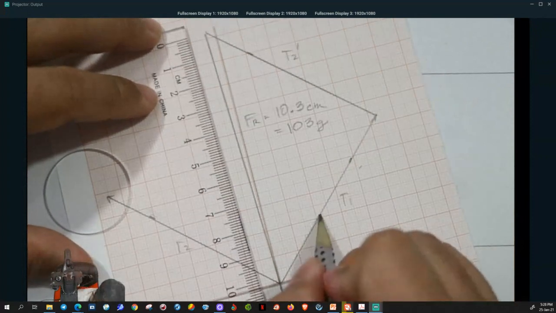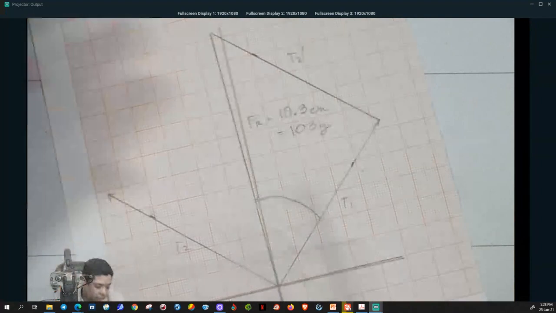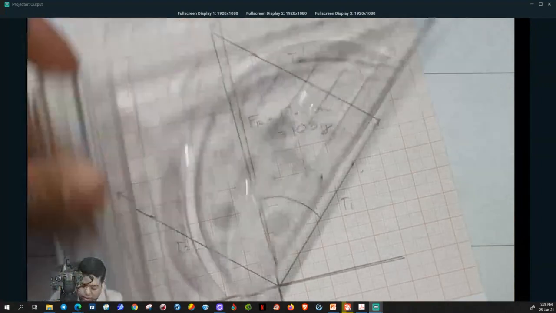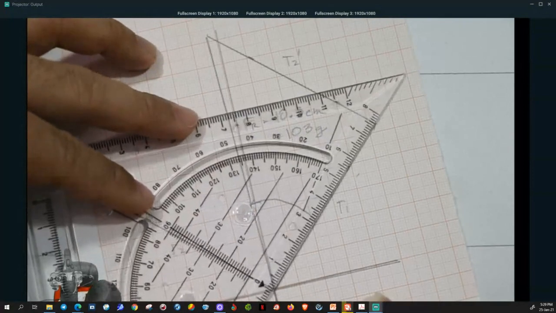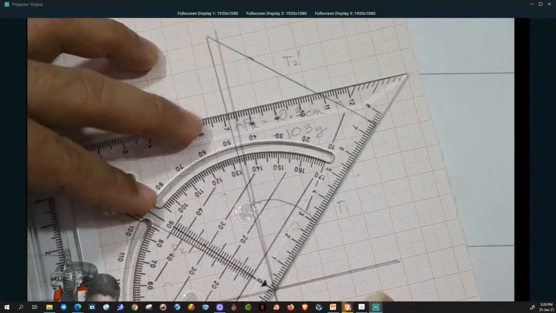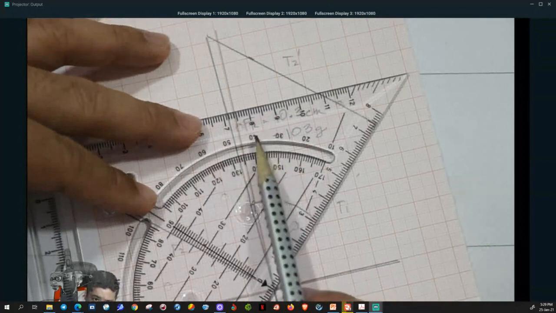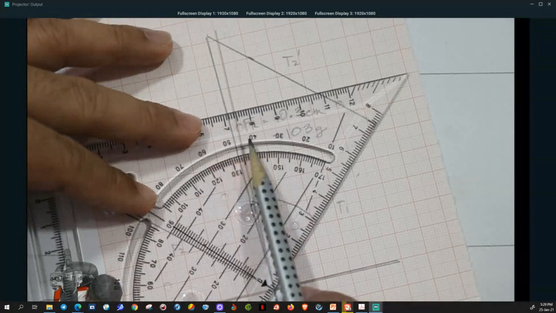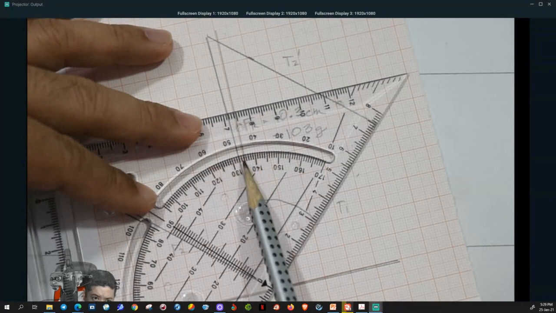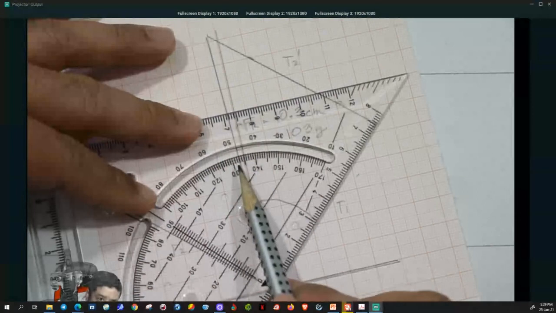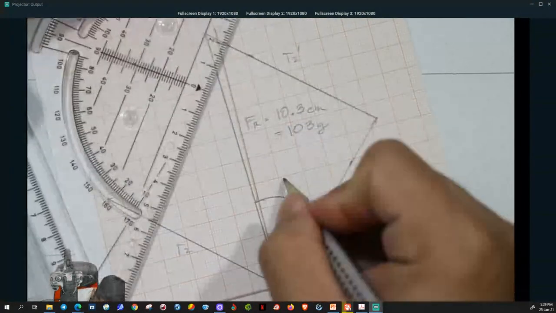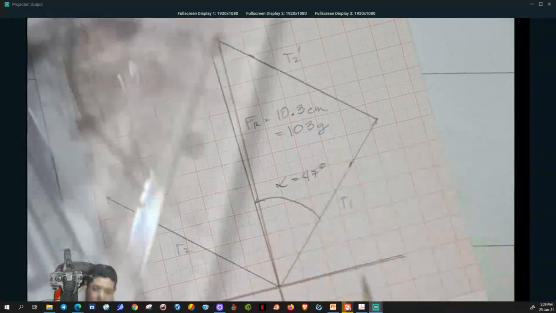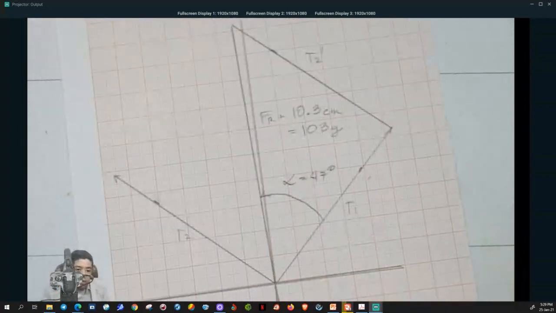And finally, measure the alpha here using a degree scale. Okay. My degree scale is a little bit complicated because it's used in drafting. But don't worry, we can read the angle easily. And the angle is there. This is 40, this is 50. So how much is this? 45, 46. Wait, 45, 46. Not in the line, exactly. 47. Yeah, 47. Okay, so alpha is 47 degrees. And this is your graphical method.